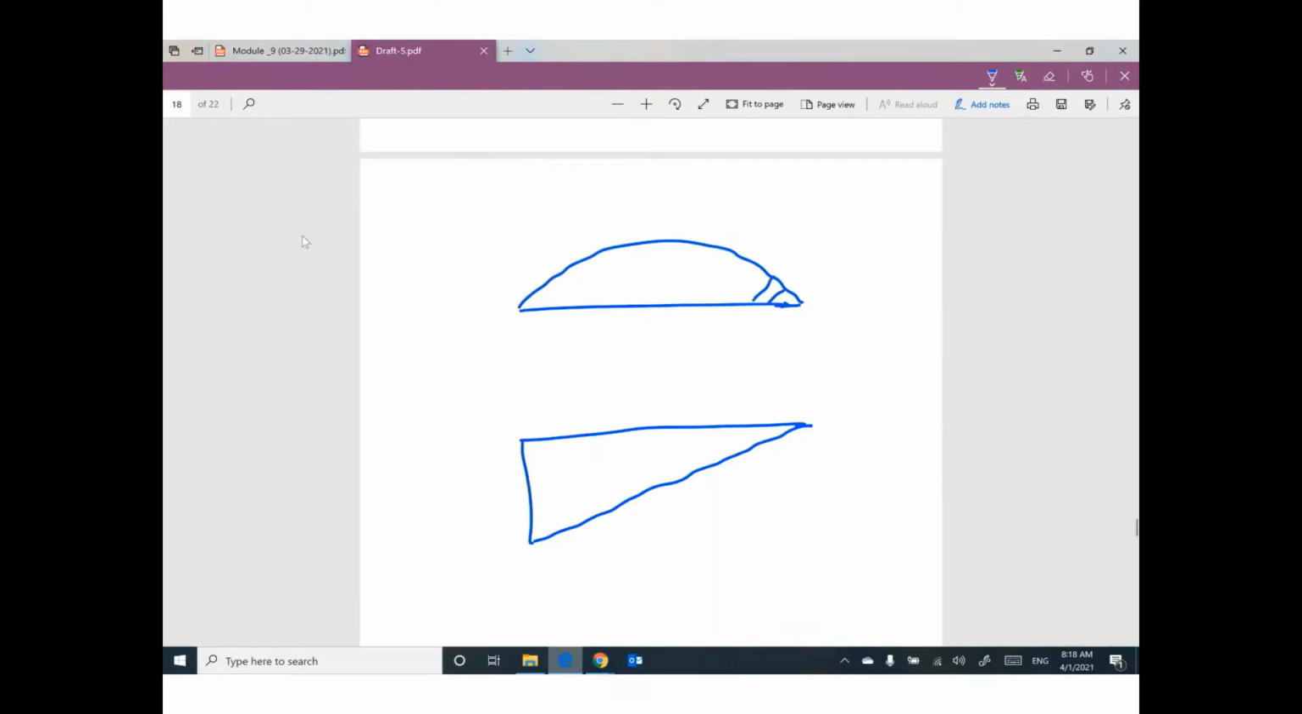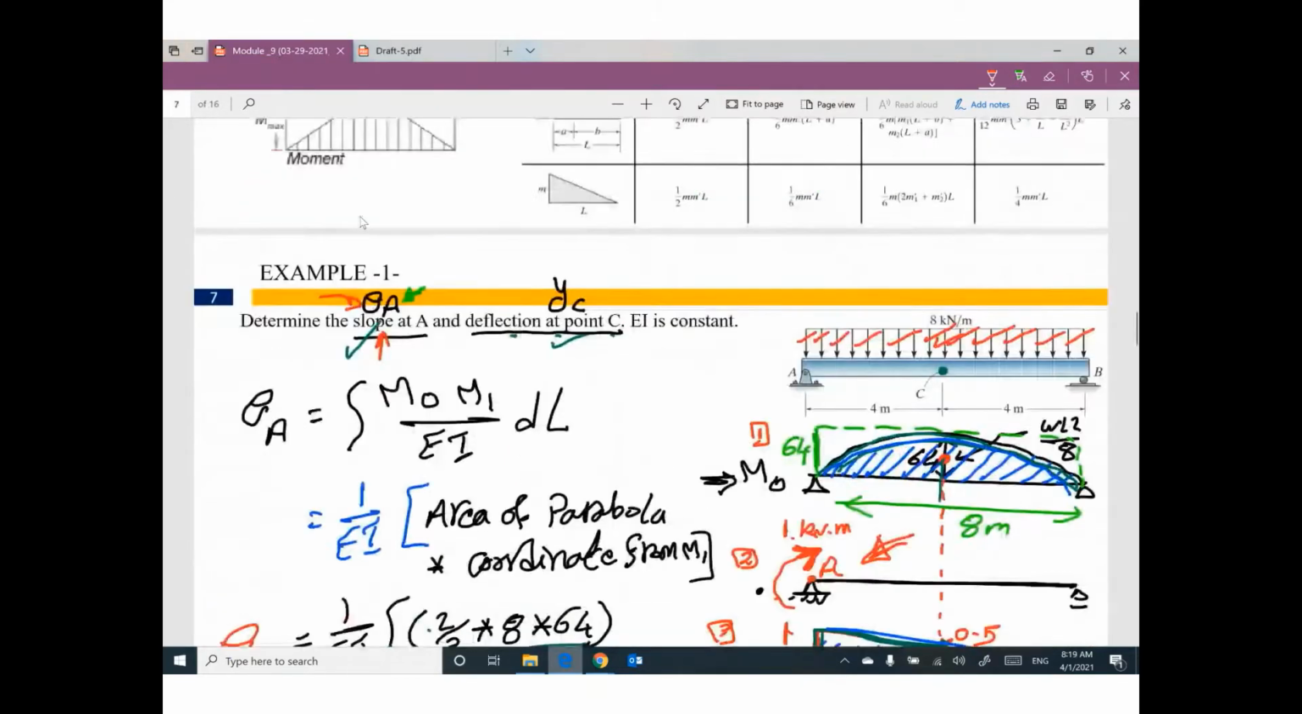Go ahead and define the area of this parabola, which is 2/3 of the area of this rectangle. Multiply this area by this value of moment. Make sure every diagram takes its sign. So if this diagram is positive, the area will be positive. If this diagram is negative, the value here will be negative. Make sure you are familiar with this.